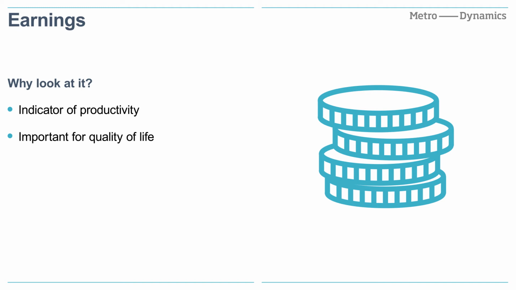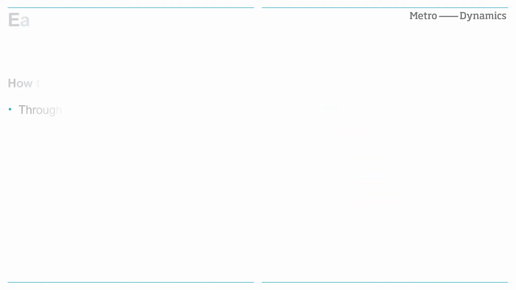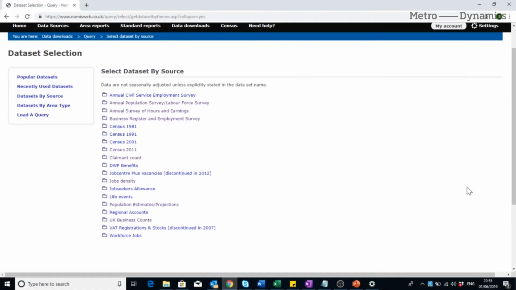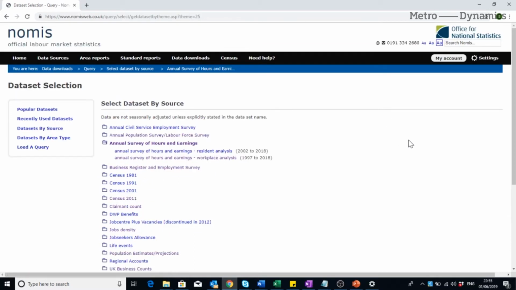industrial strategy. Earnings data can once again be accessed through NOMIS. This gives earnings at different points in the earnings distribution. This time we want to use the dataset Annual Survey of Hours and Earnings. You'll see there are two options: resident analysis or workplace analysis, which you choose depends on what you're interested in.